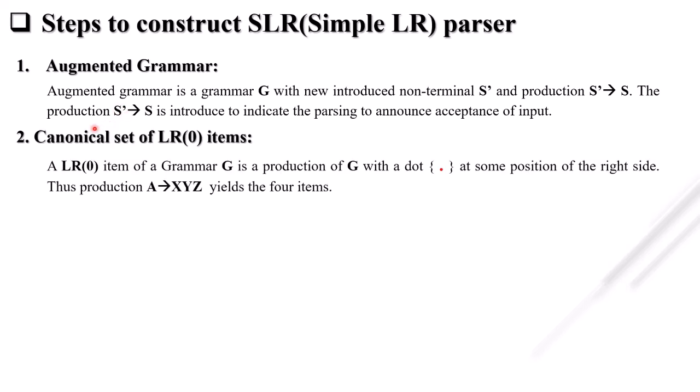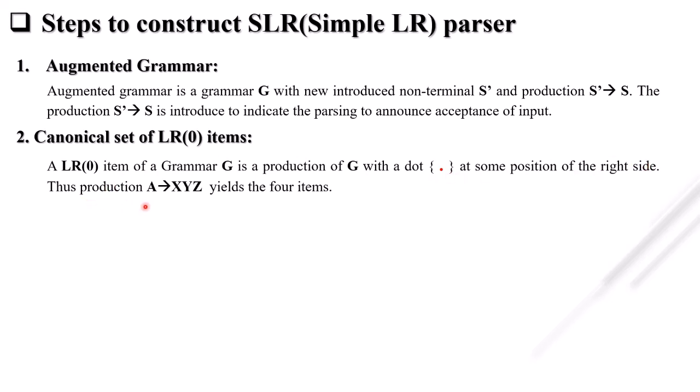Next one is the canonical set of LR0 items. What do you mean by this item? Item means dot. There is a symbol dot which we have to place in the canonical collection of LR0 items. An LR0 item of a grammar G is a production of G with a dot at some position of the right hand side. This dot is on the right hand side, not on the left hand side.